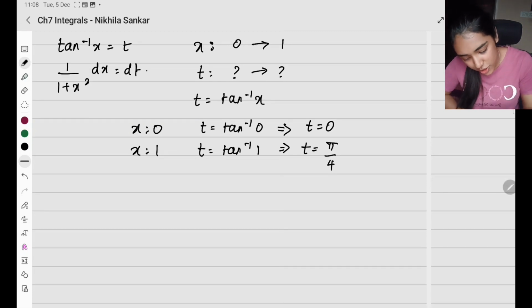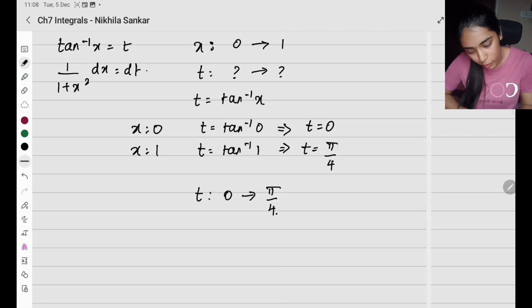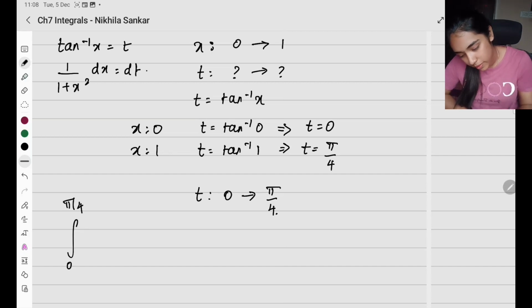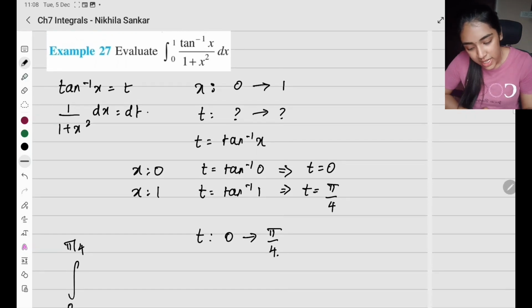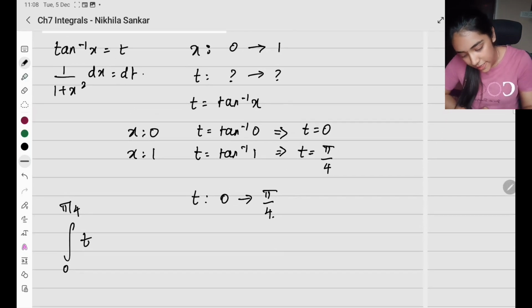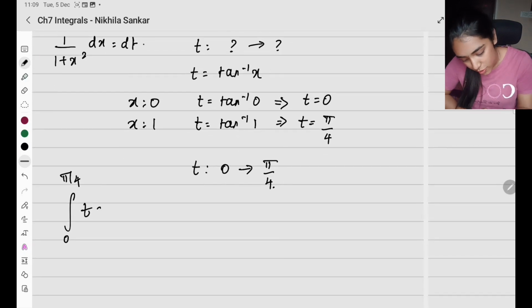So how does my integral change? How does the limit change? t travels from 0 to pi divided by 4. So now I can change the whole integral. The limit travels from 0 to pi by 4. And how does it change inside? Tan inverse of x is going to be t, times 1 by 1 plus x square is going to be dt. So when I simplify, I have t square divided by 2 from 0 to pi by 4.